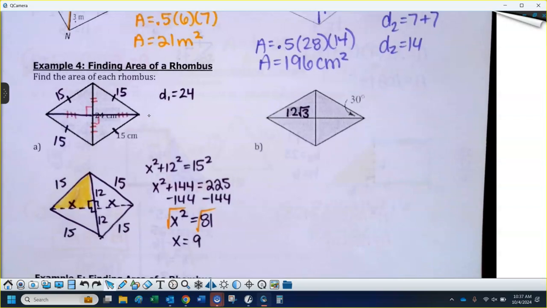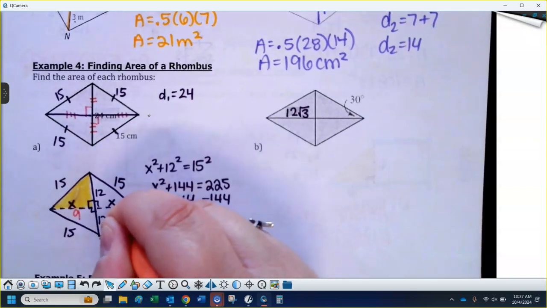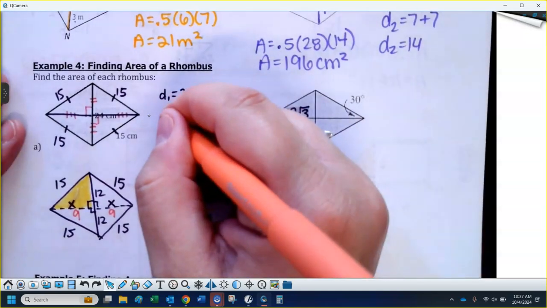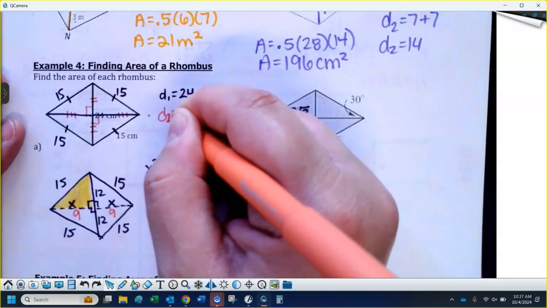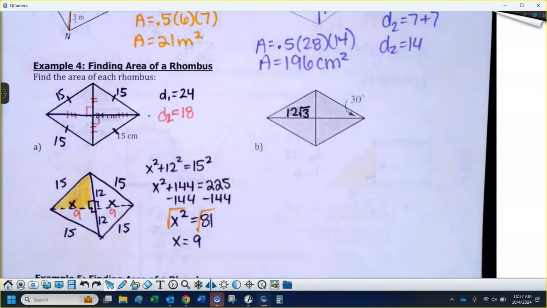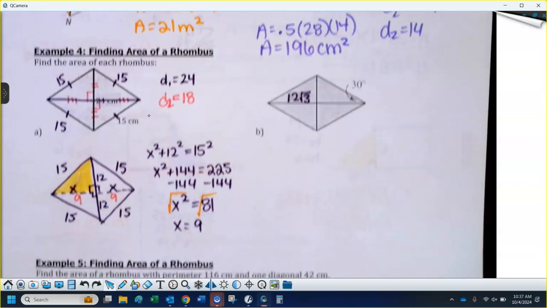So in the picture here, I have two little segments that say X. So this piece would be 9, this piece would also be 9. So the entire other diagonal, diagonal 2, we'll call it, would be 9 plus 9. So the whole thing would be 18. So make sure you get the whole diagonal, because if I do that little Pythagorean theorem, I just get half of it. So just be careful with that.